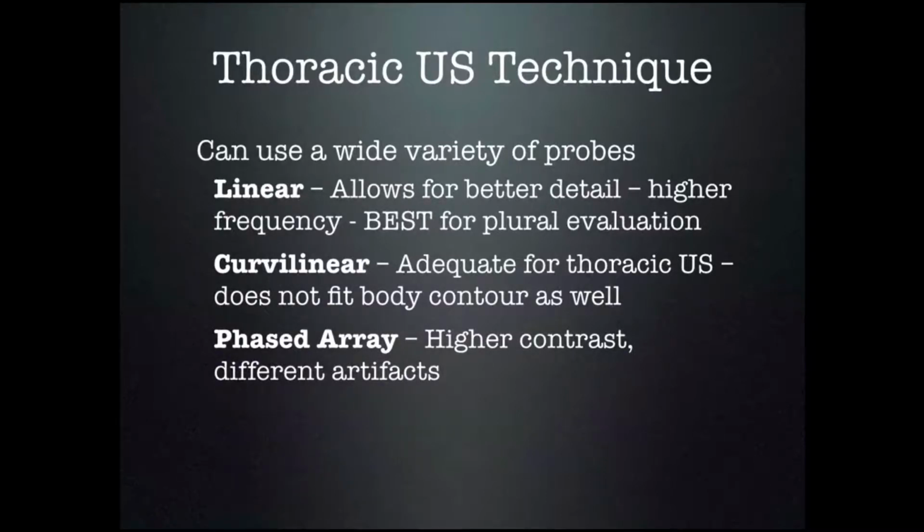The curvilinear probe, which is used for the abdomen, is another probe that can be used for thoracic ultrasound. It's a good probe. It's a lower frequency probe, but it does give a lot of detailed information also. The phased array probe is a high contrast probe. It is meant to get between the ribs, so it does not image the pleura very well. It does image the lung parenchyma very well, and as such, it is one of my favorite probes to use. Our choice of transducer depends on what we're trying to image.